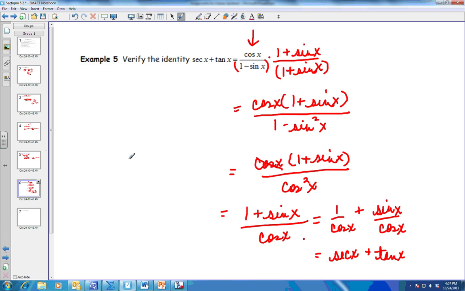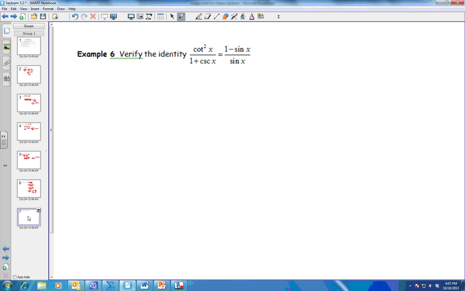Okay, last one. Example 6. This problem is going to be easier if we change each side and make each side equal each other. I know that sounds weird. So I'm going to work with both sides and try to make them equal. Let's see here. I'm going to do the left-hand side first.